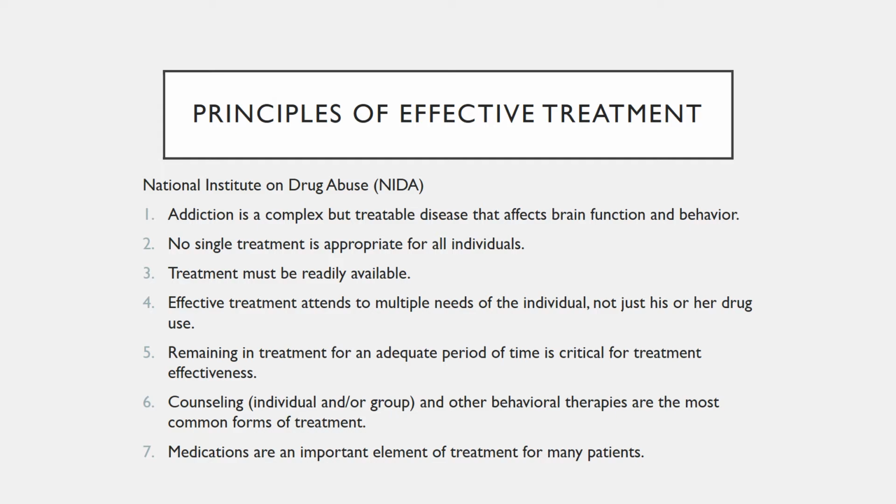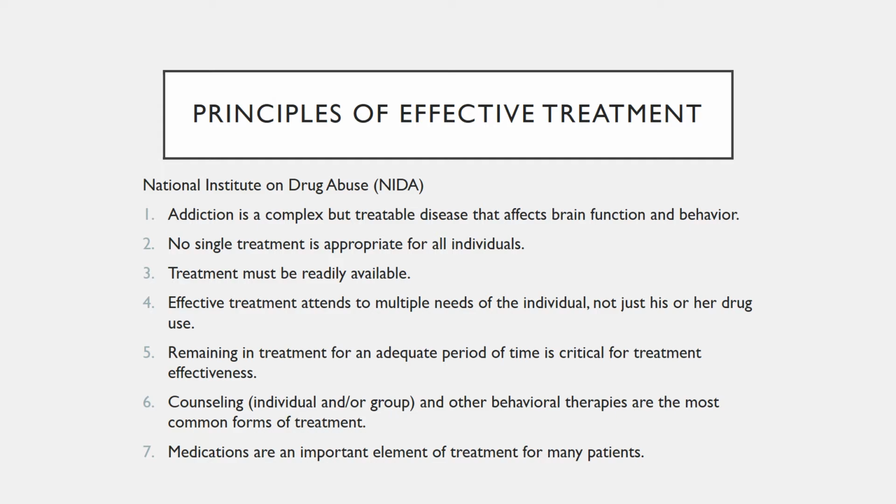Number 6 is that counseling, either individual or group, and other behavior therapies are the most common forms of treatment. So these are important elements in any treatment program, and they can include addressing things such as motivation to change, providing incentives for abstinence, building skills to resist drug use, replacing drug-using activities, improving problem-solving skills, and facilitating better interpersonal relationships. So being able to build up all those skills while in treatment is important.